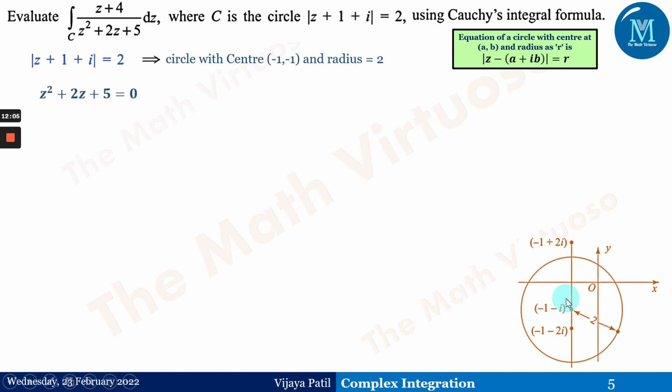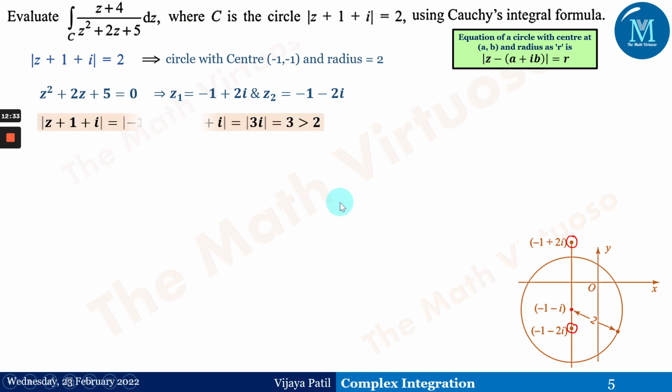Now we have to say that denominator equals 0. After taking the denominator equals 0, we got the two roots. Z1 is minus 1 plus 2i, Z2 is minus 1 minus 2i. If you want to see that pictorially, you can easily check that the center of the circle is (minus 1, minus 1) and the radius is 2 units. And if you observe, the point minus 1 minus 2i is the point inside, wherein minus 1 plus 2i is the point outside.